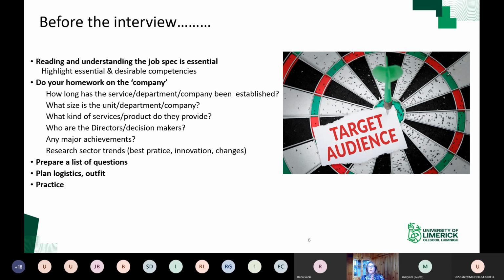A lot of people will attend an interview having done all the self-reflection and introspection, and know what their skills, abilities and competencies are, and that's all very important. But you also need to put in the work into knowing the company, the role, the organization, or the department within the organization that you're aiming for. So things like, how long has the company been established, or the service department you're applying for?